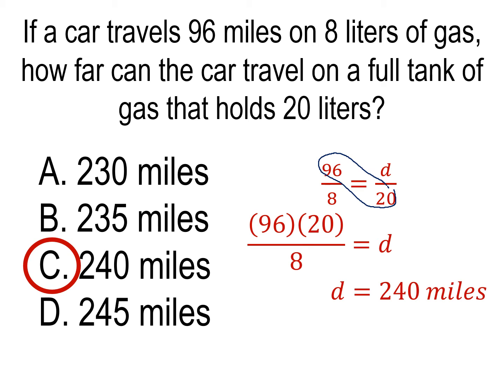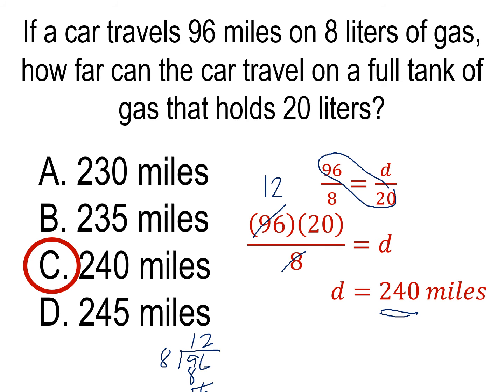Another way is, you can divide 96 by 8. 96 divided by 8 is 12. Then just multiply 12 by 20, and that will give us 240 miles.